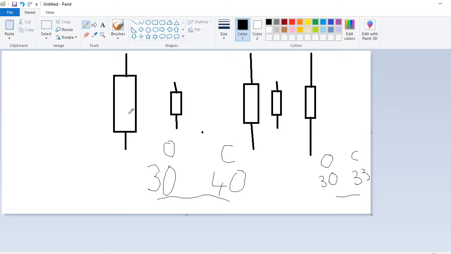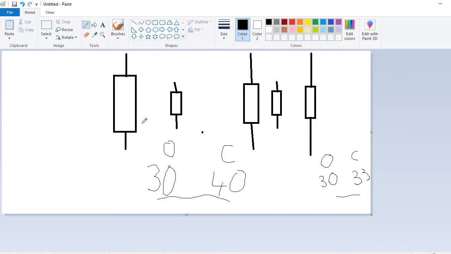It may be red or green. If it is green, bullish trend. If it is red, bearish trend, in that particular session I am talking about. If the candle is for 10 minutes, then in that particular 10 minutes, either the buying pressure is more or the selling pressure is more. So that's about the body.